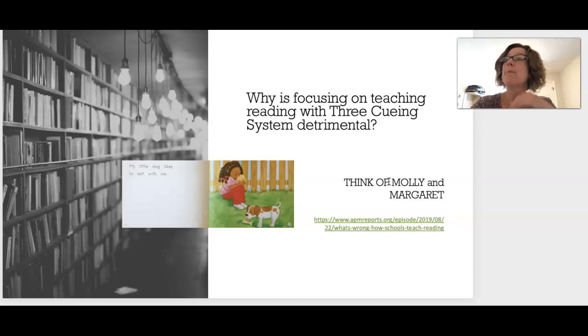And Margaret Goldwood, a teacher and literacy coach in the Oakland Unified School District, remembers a moment when she realized what a problem the 3 cueing approach was. She was with a first grader named Rodney when he came to a page with a picture of a girl licking an ice cream cone and a dog eating a bone, which is right here in the middle of your page. The text said, my little dog likes to eat with me.